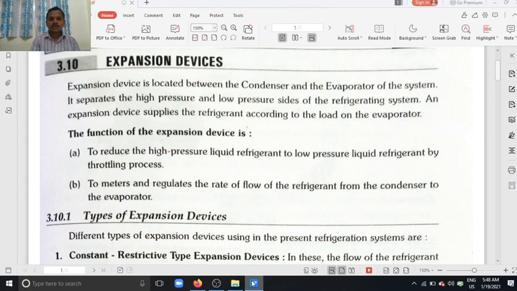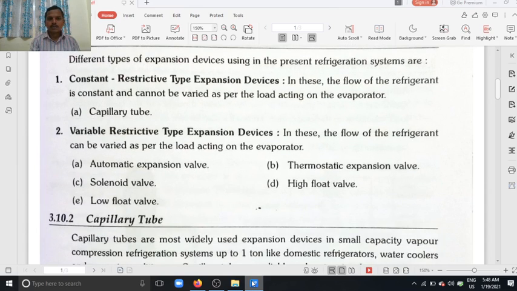Expansion devices are mainly of two types: constant restrictive type expansion device and variable restrictive type expansion device. Constant restrictive type means the flow of the refrigerant is constant, without considering the load. There is no regulation of the flow. An example is the capillary tube, which belongs to the constant restrictive type.